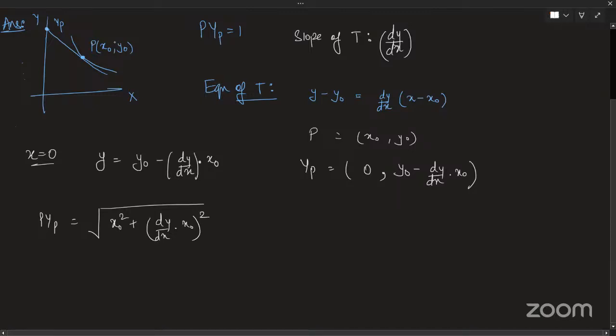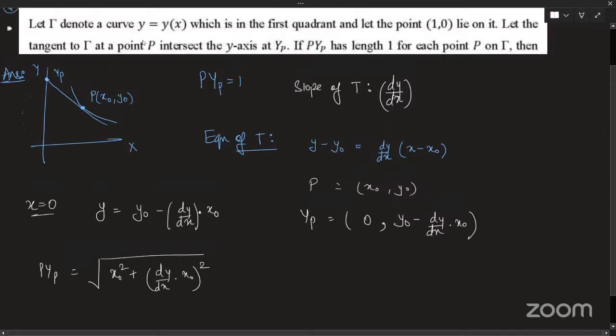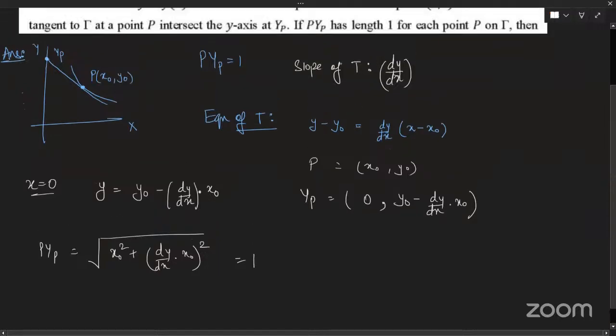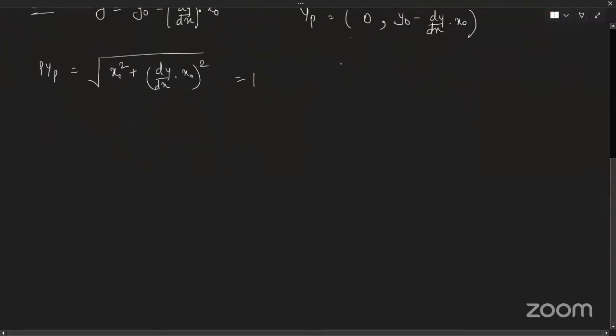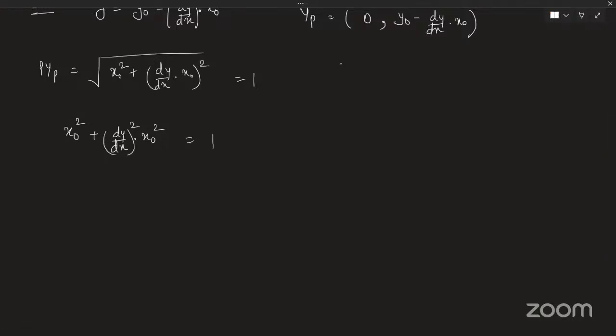Is the value of p by p known to me? It is 1. If I square on both sides, I can do that, right? I can square on both sides. So x naught square plus dy by dx whole square into x naught square is equal to 1. Right? So what is my value of dy by dx?